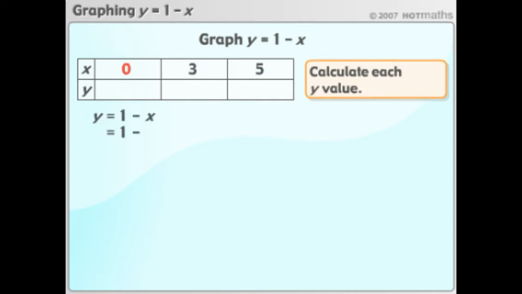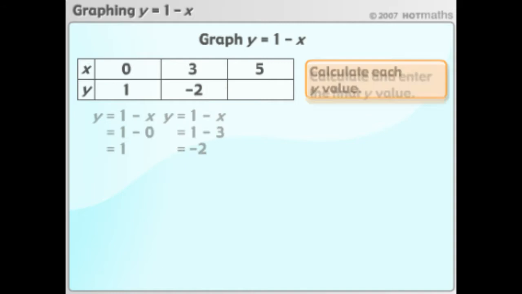So to calculate the y value, what they did here is they replaced the x in the equation with the x in the table. So here they've done y is equal to 1 minus whatever the x value is, which was 0, and 1 minus 0 is 1. And that's how you complete the table. Okay, let's have a look at how they solve for the second coordinate. They've replaced the x with 3, so 1 minus 3 is minus 2. So the next coordinate is 3, minus 2.